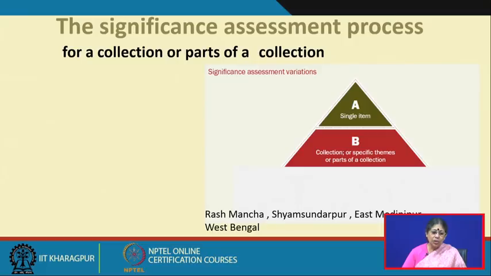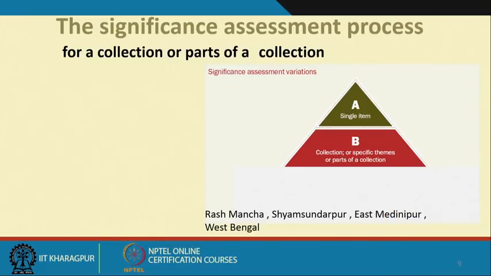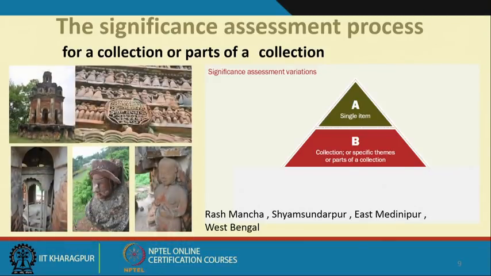Let us talk about the second variation, a collection or parts of a collection. We will talk about a very unknown temple. It is not an ASI or state listed monument, it is an unlisted temple in Midnapur district, the Rash Mancha in a place called Shyamsundarpur in East Midnapur in West Bengal. When we talk about this small structure, it is a terracotta temple, and its various parts are very important and make up the significance of the temple. Not only is the temple, the Rash Mancha structure, important, but all these various parts are too.